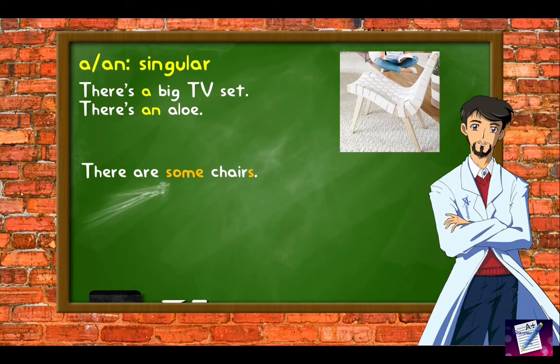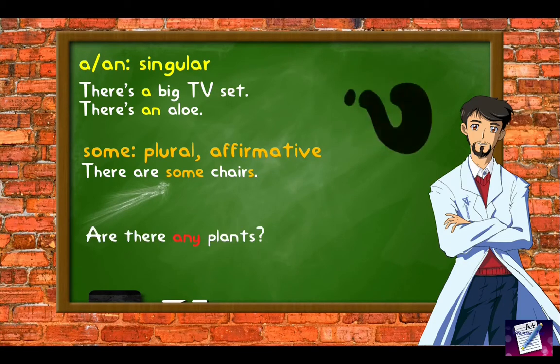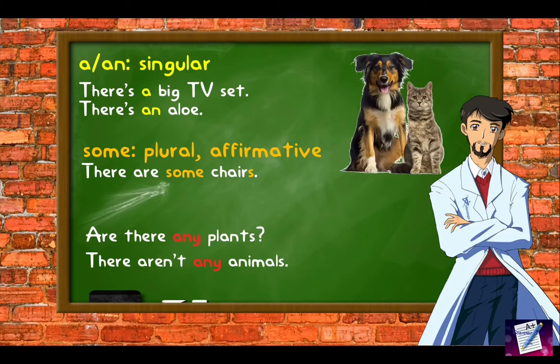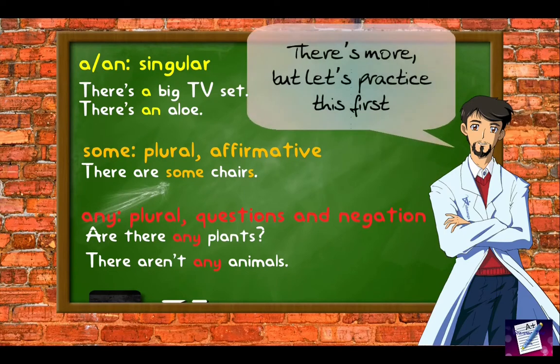Now, another one. There are some chairs. Some chairs. That is plural, yes. Use some for plural in the affirmative. In this one, are there any plants? That's a question. There aren't any animals. A negation. And both, once more, are plural. So, we use any in plural for questions and negation. Very good. Okay, now there's more, but we should really practice this one first. So, let's go.